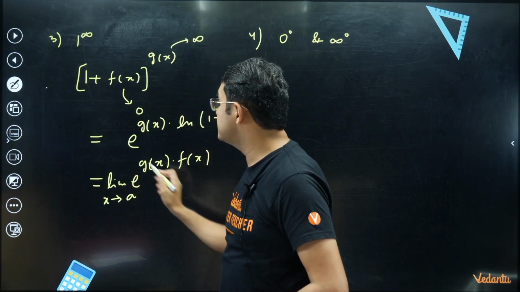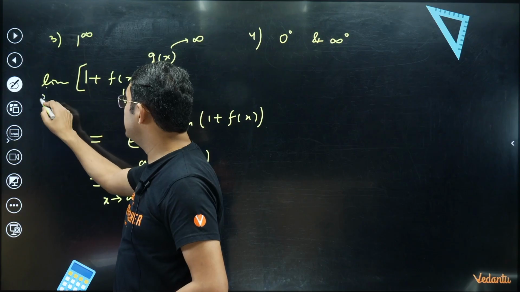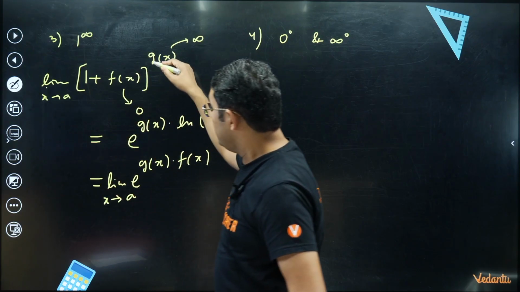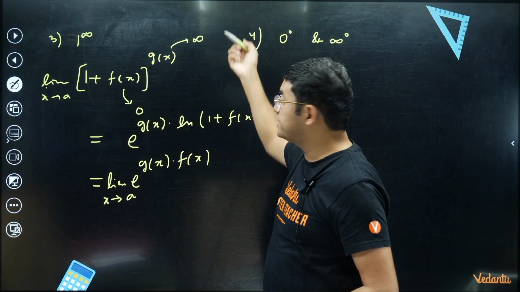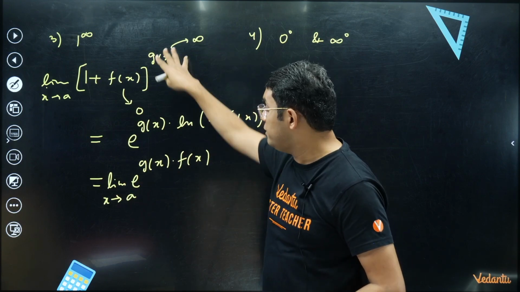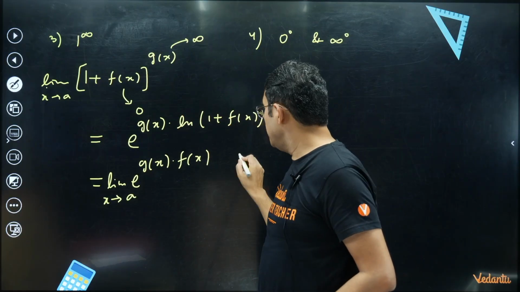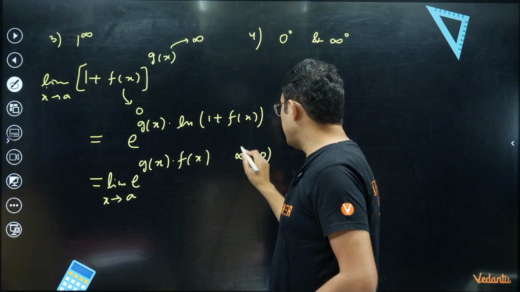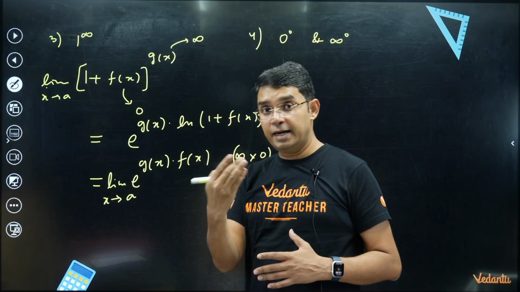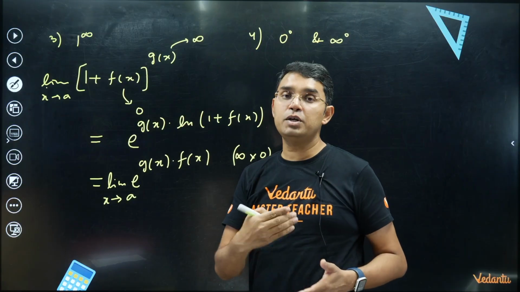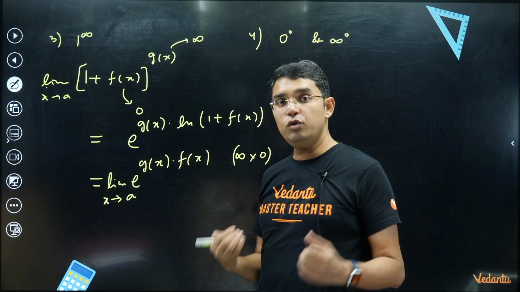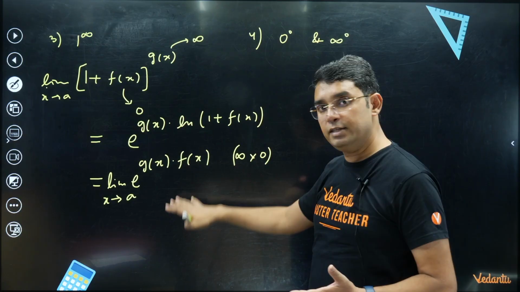So whatever x is tending to a, where fx is tending to 0, gx is tending to infinity, your limit will be now found using this e power gx into fx. Now this is infinity into 0 form. Now you can decide whether it is to be done using standard result, expansion, LH rule, whatever you feel better, just do it after this step.